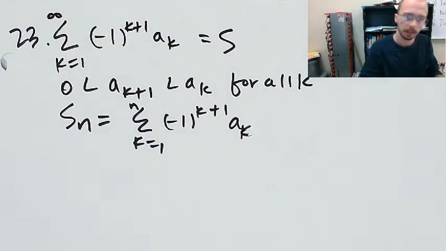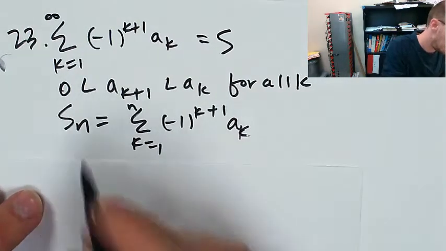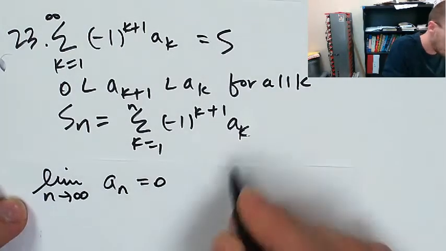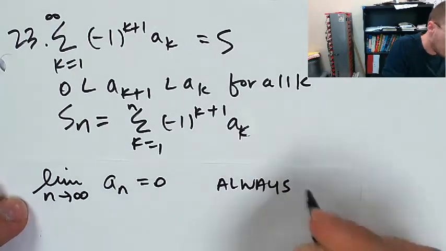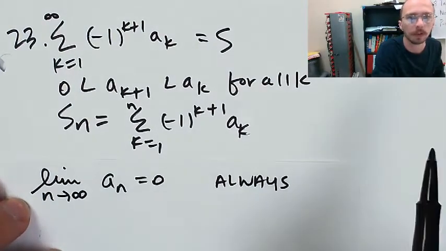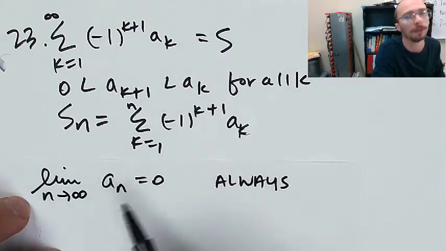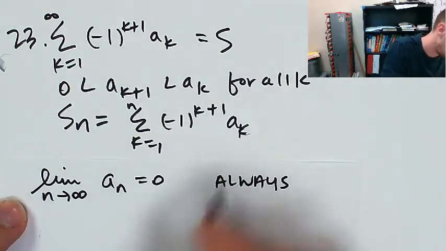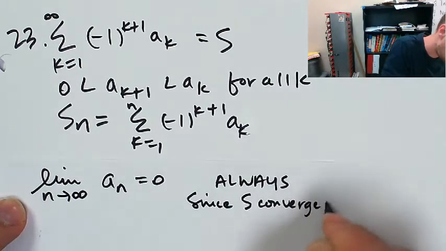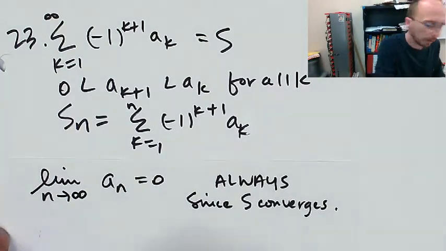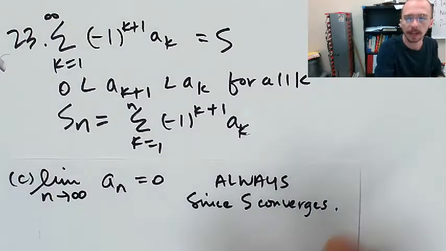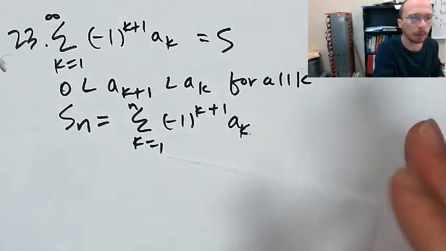All right. C, limit as n approaches infinity of An equals 0. Yes, this is always true, because this is a convergent series. This is kind of the reverse of the divergence test, but if the series converges, then the limit of its terms has to be equal to 0. That was C.